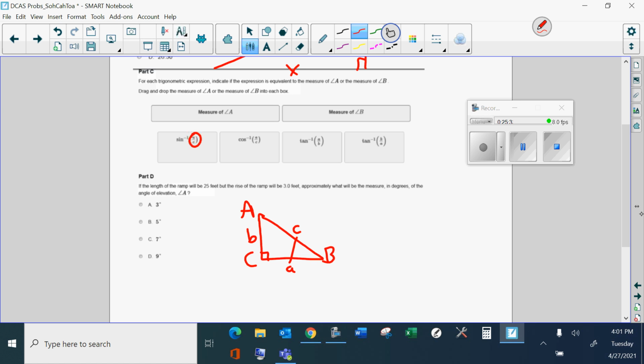Okay, what angle am I finding? Which one is this sine? Sine, that's if it's angle A, right? Opposite over hypotenuse is sine. So that's angle A. So I put that down, angle A.